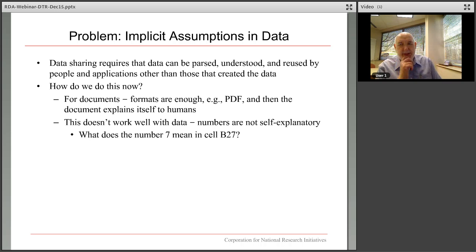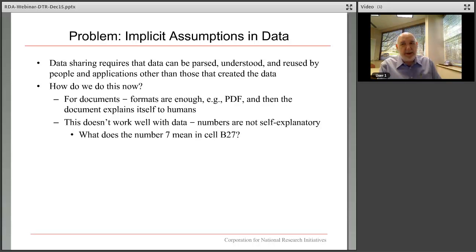So, is this a new idea? No, of course not. How do we do this now? Well, for documents, things that people understand, the key for interoperability is that formats are enough, because we assume that people can read the document. So that's why we have MIME types. And in some ways, the data type registry is an extension of the idea of MIME types. But it goes beyond syntax, beyond format.